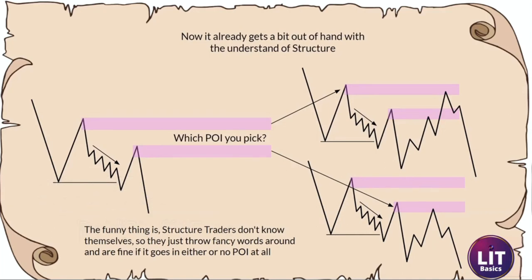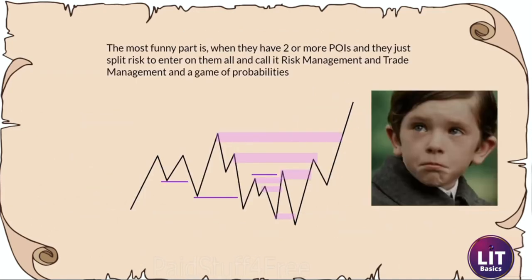Okay? Cam? Yep. So, exactly like you said, the funniest part is when they have two or more POIs and they just split the risk and enter on them all, and then they call it risk management and trade management, and it's all just a game of probabilities. So as you can see, in this case they split the risk. Let's say they're risking 1%. You risk 1/3 here, 1/3 here, 1/3 here.